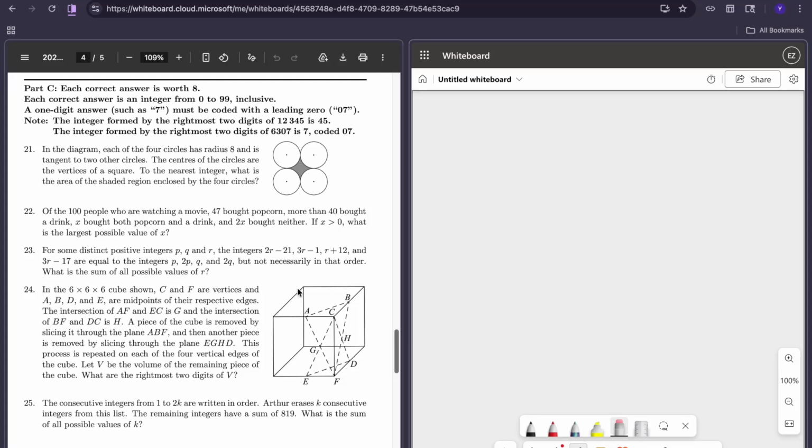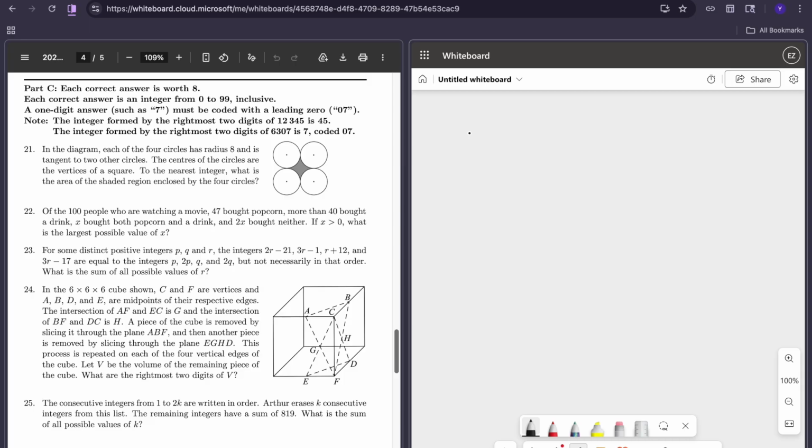This is 2026 Cayley, Part C. Question 21. In the diagram, each of the four circles has radius 8 and is tangent to two other circles. The centers of the circles are the vertices of the square. To the nearest integer, what is the area of the shaded region enclosed by the four circles?